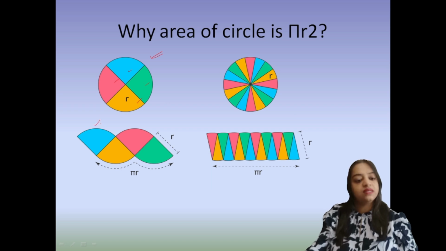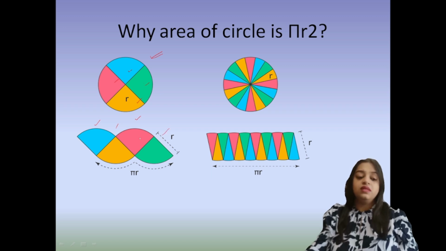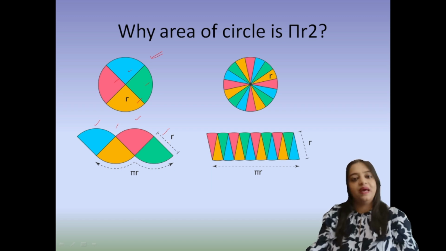ठीक है, एक ट्राइंगल ये प्लेस करी, दूसरी इन्वर्टेड प्लेस करी, फिर एक ट्राइंगल प्लेस करी, दूसरी इन्वर्टेड प्लेस करी. You can see now the shape which we are getting, it's almost the shape of a parallelogram, right?